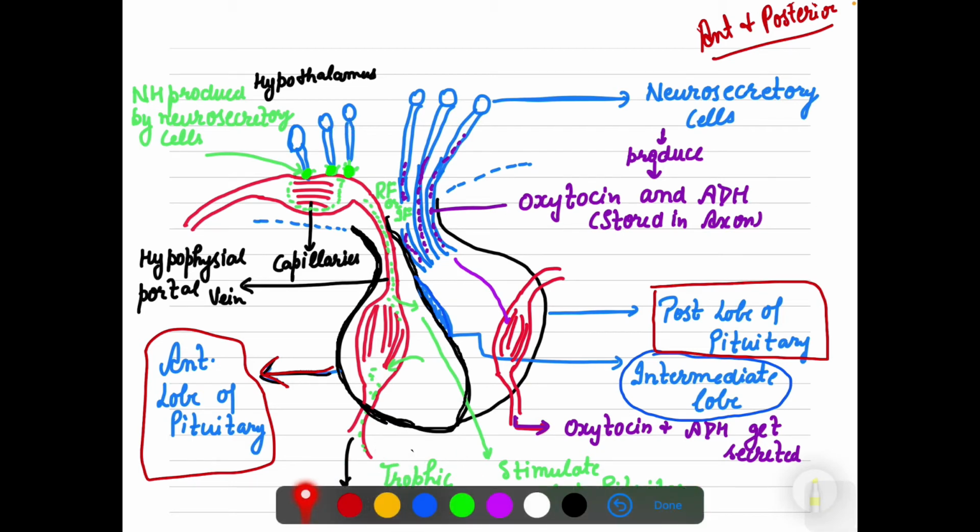Now this was about the anterior lobe of pituitary, but what is happening in our posterior lobe of pituitary? As you can see, this is the axonal part of our neuron, and these are the neurosecretory cells. Now, these neurosecretory cells produce two main hormones. Which ones? Oxytocin and ADH, and they keep getting stored in the axon.